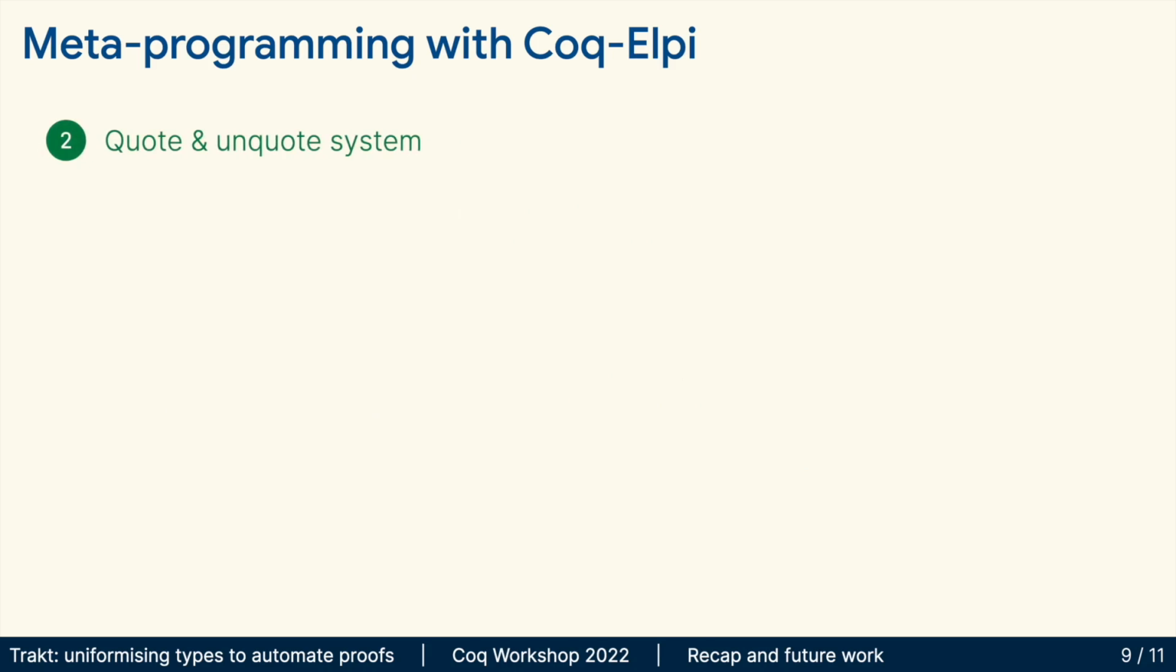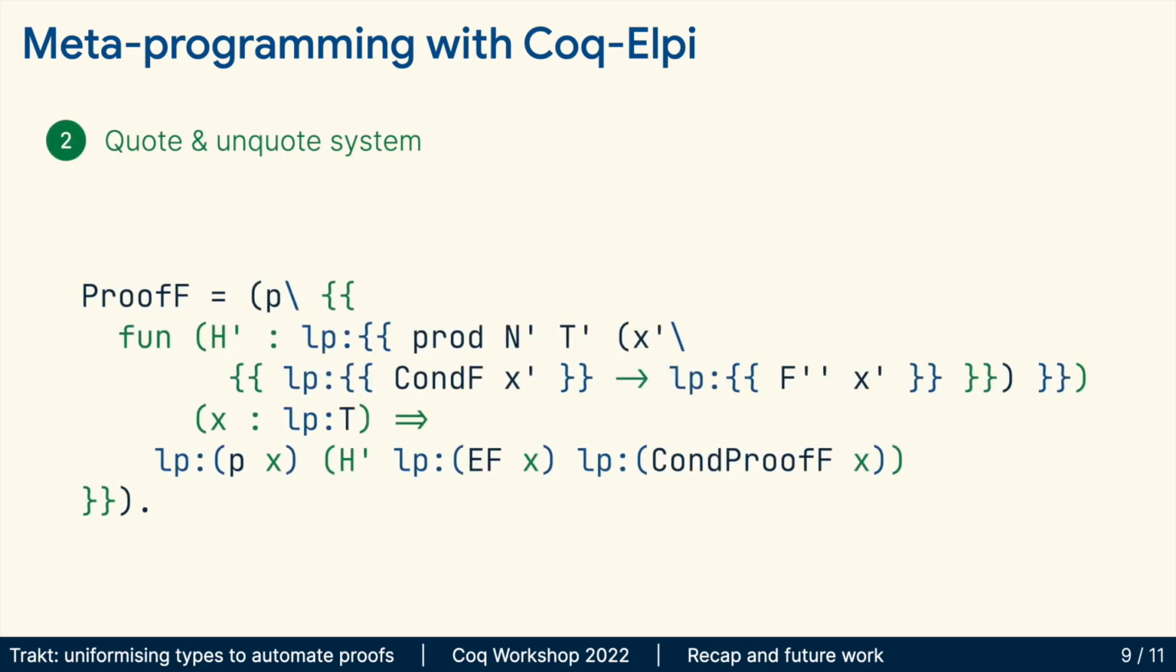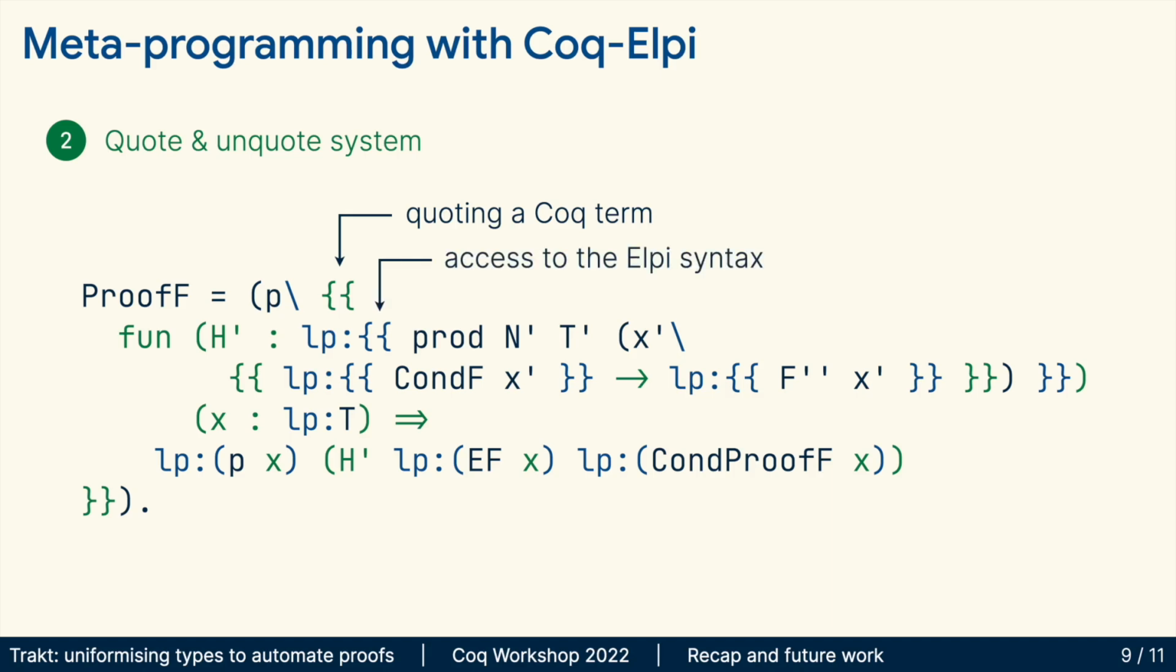A second advantage is a quote and unquote system. Here's a snippet coming from the code of Trakt. You don't have to understand it, but just for the syntax, the brackets allow quoting a Coq term, and inside this quoted Coq term, we can access the LP syntax. So it works at any depth. We can mix LP and Coq syntax like we want, and we can also use the meta level beta reduction with this specific syntax with the parentheses. Here P is a meta function and X is a Coq term, and we can call the beta reduction at the meta level on this term.